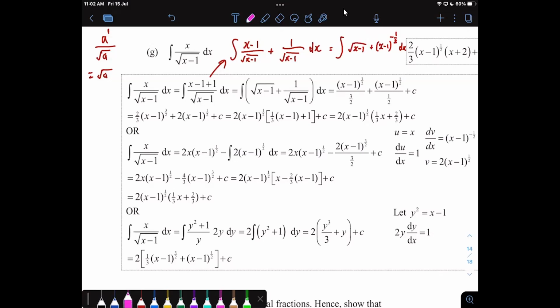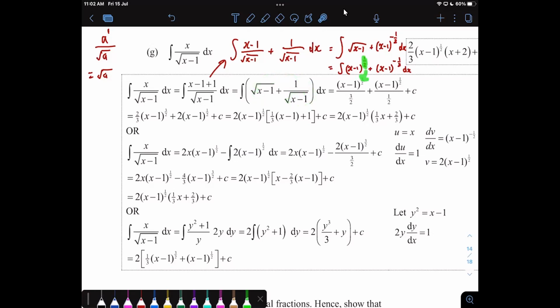Maybe I'll just add in one more line. So this is the integral of x minus 1 to the power of positive half plus x minus 1 to the power of -half dx, which is what they have over here. But they write it in the nice radical form, the square root form. Then you can just integrate.